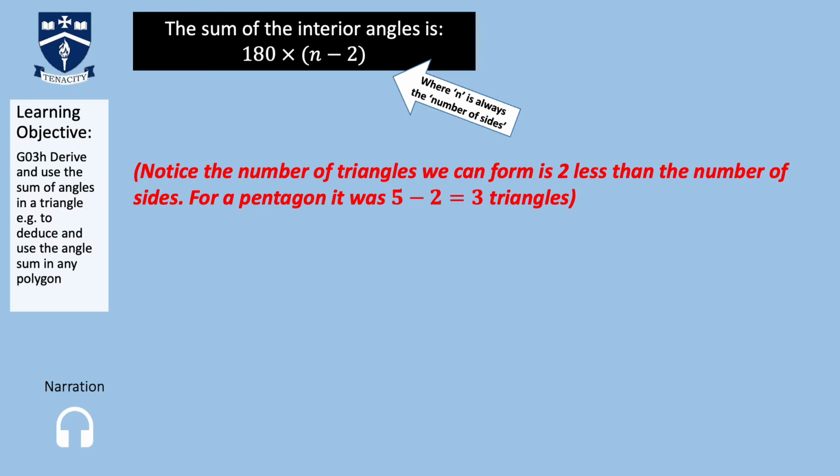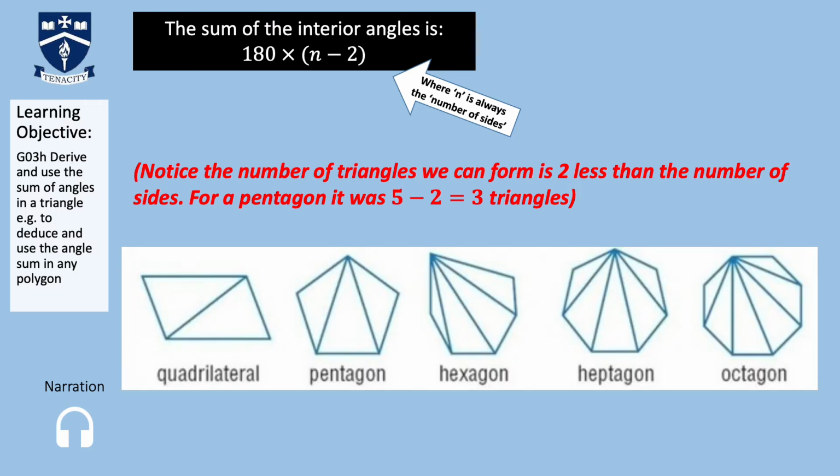This tells you why. Notice that the number of triangles we can form is always 2 less than the number of sides. For the pentagon, it was 5 take away 2 and it made 3 triangles. If we have a look at a quadrilateral here, 4-sided shape, you can make 2 triangles. Pentagon, 5-sided shape, you can make 3 triangles. Hexagon, 6-sided shape, you can make 4 triangles. Heptagon, 7-sided shape, you can make 5 triangles. And octagon, 8-sided shape, you can make 6 triangles. Therefore, the number of triangles you can make inside the polygon is always 2 less than the number of sides.